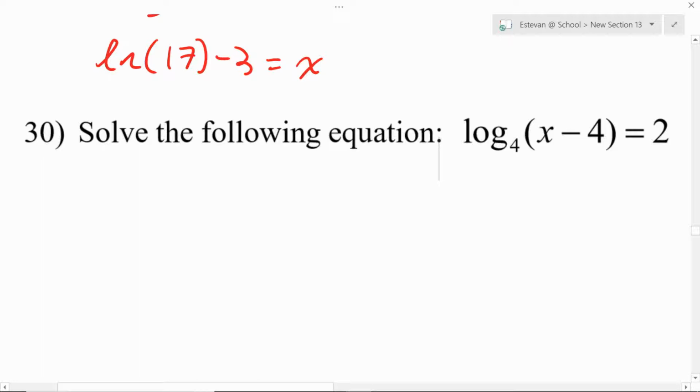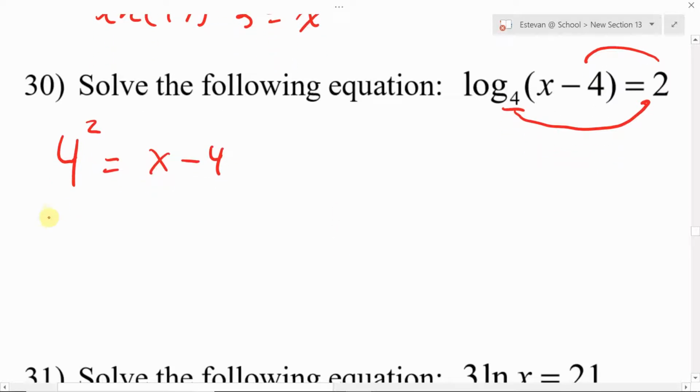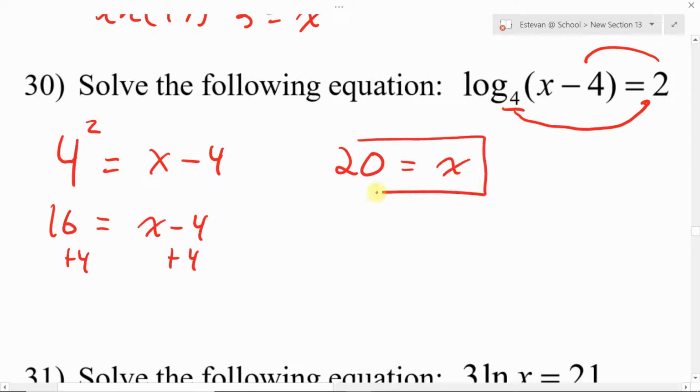So I'm going to change the form to exponential form, making 4 the base. Then we go around, making 2 the exponent is equal to x minus 4. Solve for x. Well, I know 4 squared is 16, which is equal to x minus 4. Add 4 to both sides. So we get 20 is equal to x.